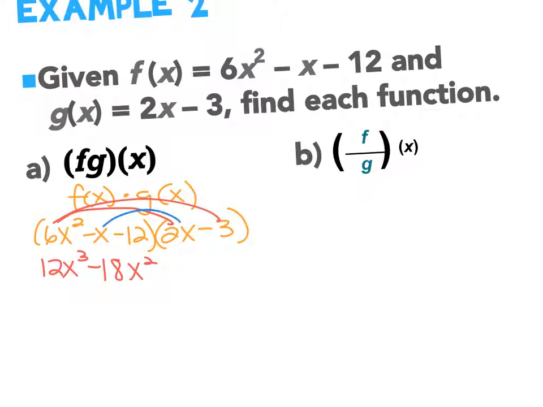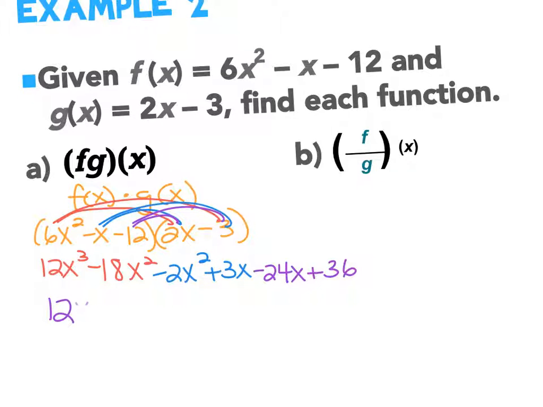And then I multiply negative x times both of them. Negative x times 2x is negative 2x squared. Negative x times negative 3 is positive 3x. And then I multiply the last one. Negative 12 times 2x, negative 24x. Negative 12 times negative 3, positive 36. With me so far? Now combine all my like terms.